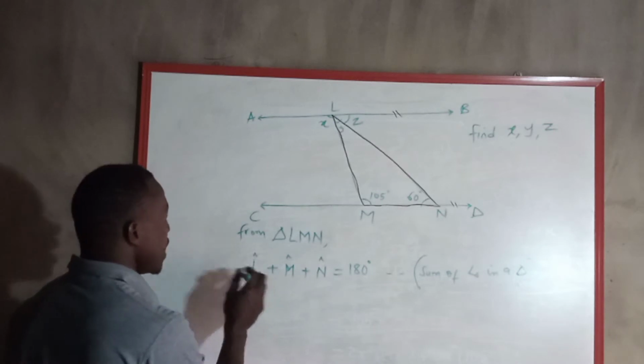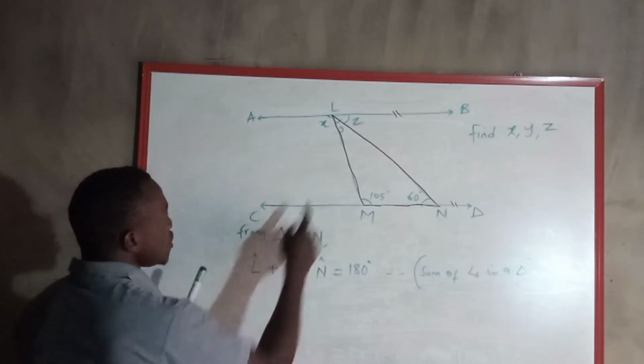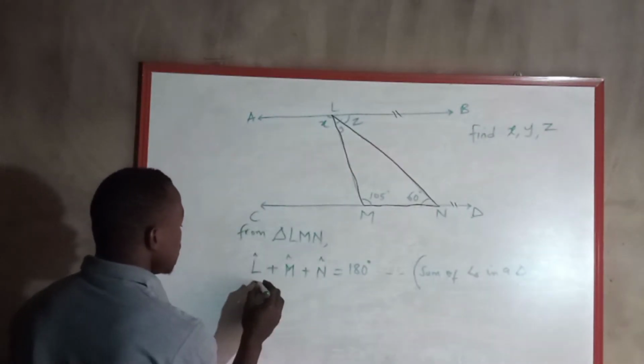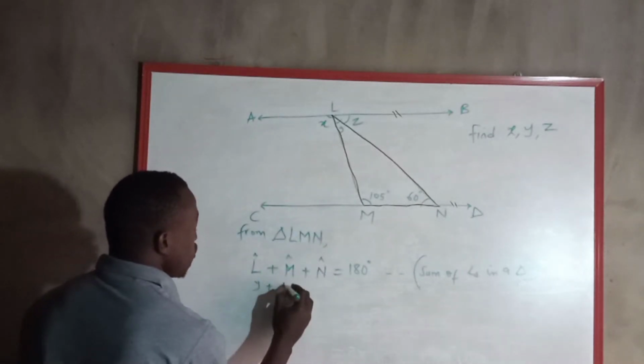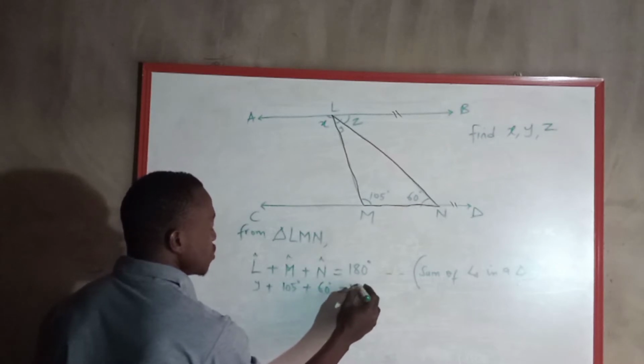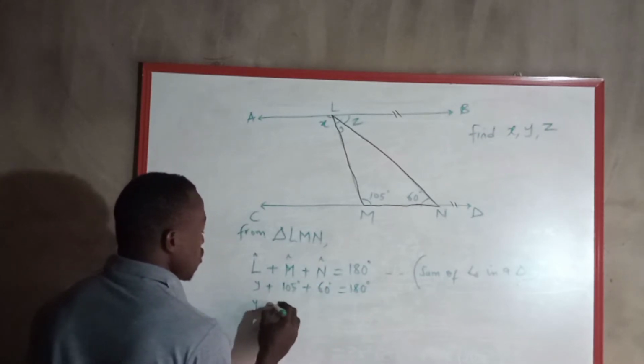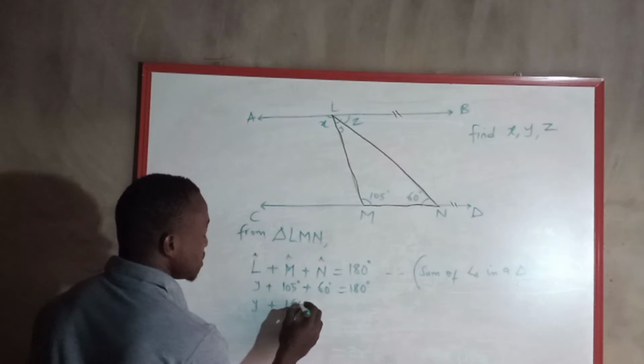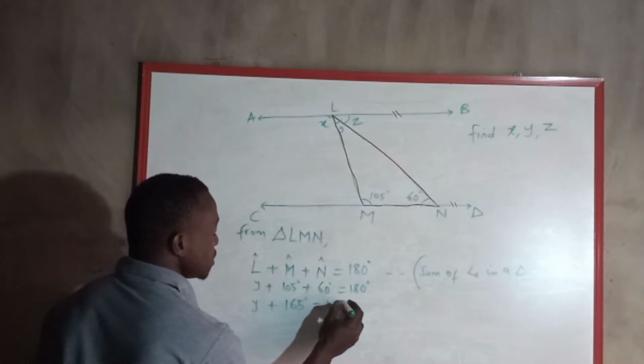So what is angle L? Angle L is y. So we have y plus, what's angle M? 105 degrees, plus what's angle N? 60 degrees, is equal to 180 degrees. So what is 105 plus 60 degrees? We have 165 degrees, so y plus 165 degrees is equal to 180 degrees.